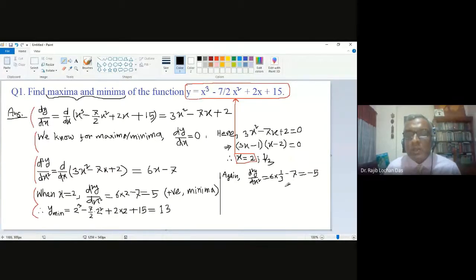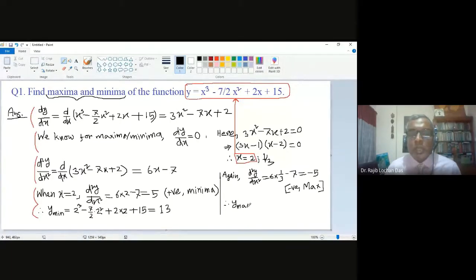And if it is negative, then it will be maximum. So you will write like that. So this is your decision, you have got the decision. It will be maximum. Now you will find out the maximum value. So the maximum value will come from the original given function.